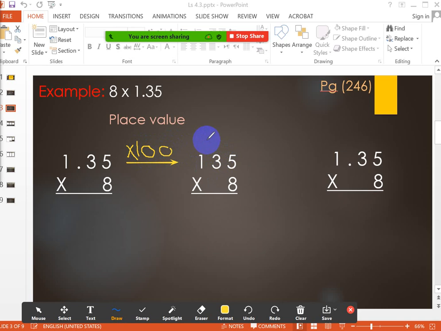So to remove the decimal point, I have to multiply the number with a tens number with two zeros, because I have two digits. So you have to keep this in your mind: we multiplied with 100.